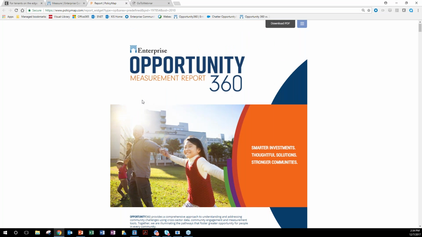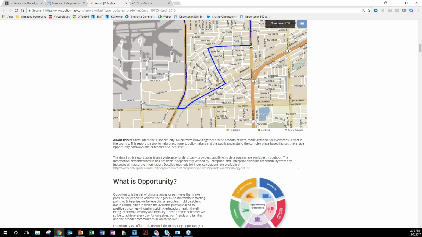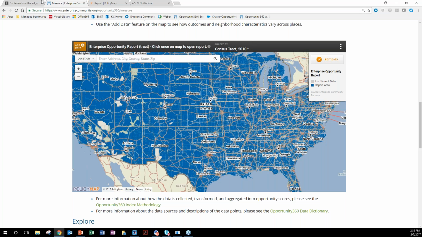Let's see. What's the address I used for this one? I can't remember the address I used. Hold on one second. I have one too. I'm going to say, I want to pull up an address that you all might recognize as one there. Let's see.